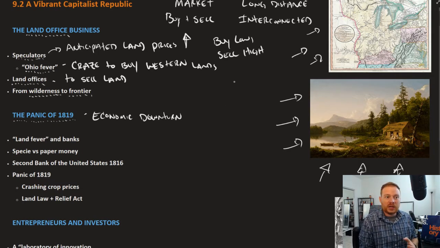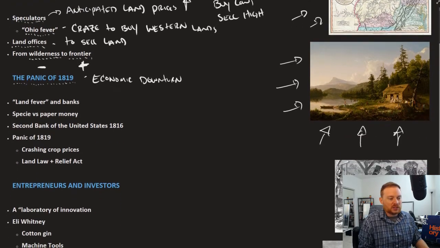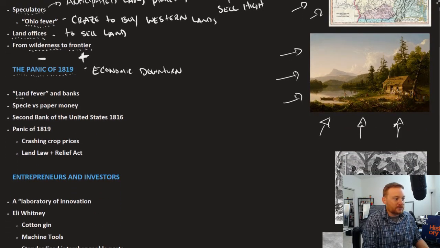And that was kind of an area to be explored, to be cleared. It was where men could prove their bravery. It had a much more positive connotation, right? So the frontier or the West had a much more positive connotation than wilderness. So this economic downturn, or the Panic of 1819, does have its connection to this land fever out west.